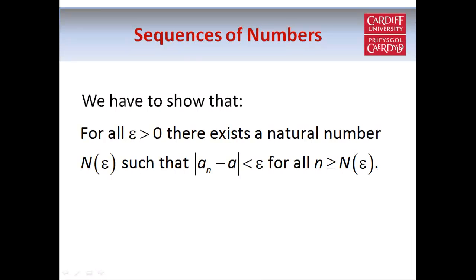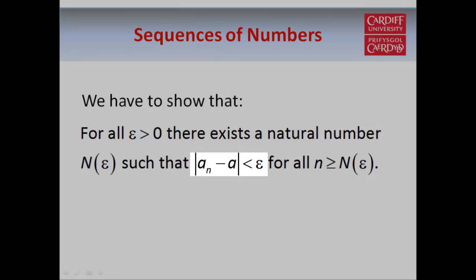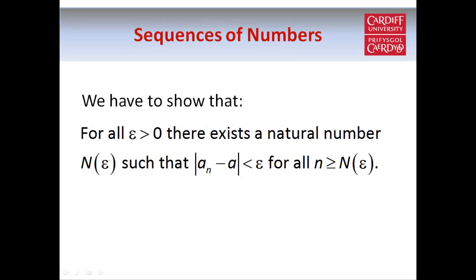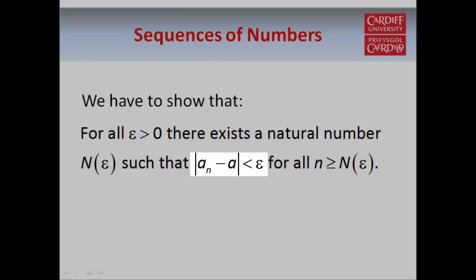Well, just to recap, this is what we have to do. We have to show that for any value of epsilon, no matter how small, it's possible to find a natural number n of epsilon, which depends on epsilon, such that this inequality, the modulus of an minus a is smaller than epsilon, holds whenever n is greater than or equal to n of epsilon. So just think of epsilon as being some very small number, and the idea is we have to show that there's going to be a point in the sequence where all of the following terms will be within a distance of epsilon from this value a.